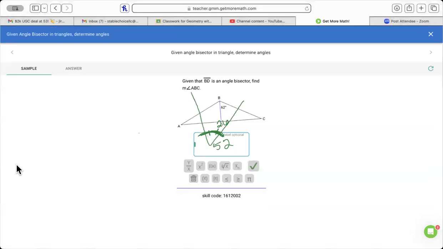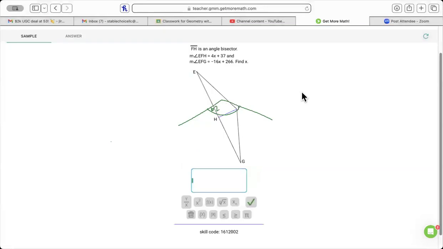Okay, let's do a couple more. These all look a little bit different. So given that BD is the angle bisector, find ABC. So ABC. ABC is the entire thing, right? ABC. So if this side's 62, that side's 62, which means we have to add them together or multiply by 2, which is 124. Okay, so just trace it, use the information as it's given.